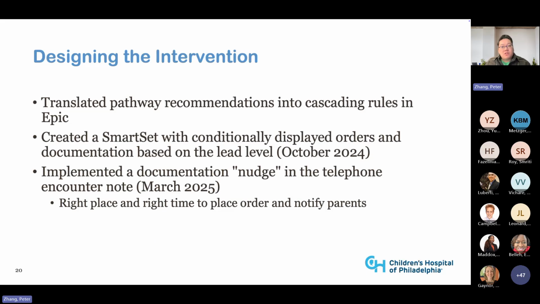The second part of our intervention was the design of a non-interruptive nudge in the note. We specifically targeted telephone encounters because this made our nudge show up at exactly the right place and the right time. The person initiating the encounter could then place the order and immediately remind the parents, and this would be a relatively small expected increase in time and effort since many of these encounters are typically designed for follow-up results or closing the loop on communication. The nudge started out in March 2025 at one site, and we've expanded to a total of 8 sites so far.